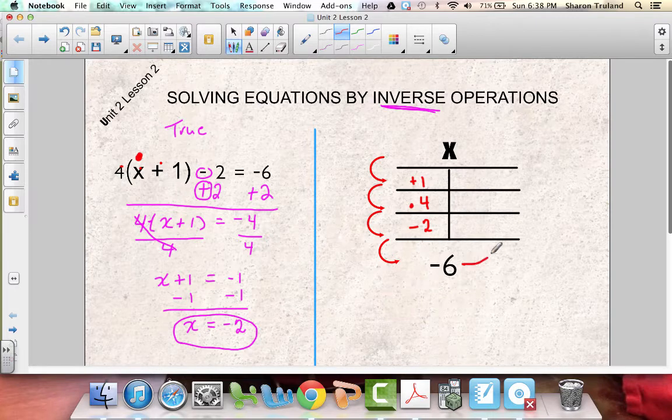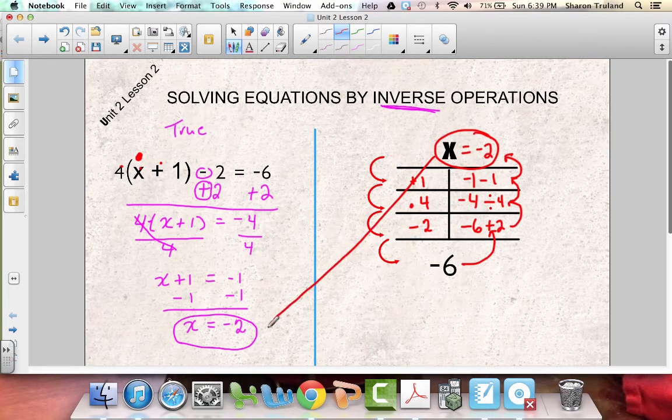Now, if we go backwards, and we take -6, and we do the inverse of -2, which is add 2, -6 plus 2 gets us -4. And then we do the inverse of multiplying by 4, we divide by 4, which brings us to -1. And then we do the inverse of adding 1, which is minusing 1, and that brings us to x must have been -2. And look, we get the same answer.